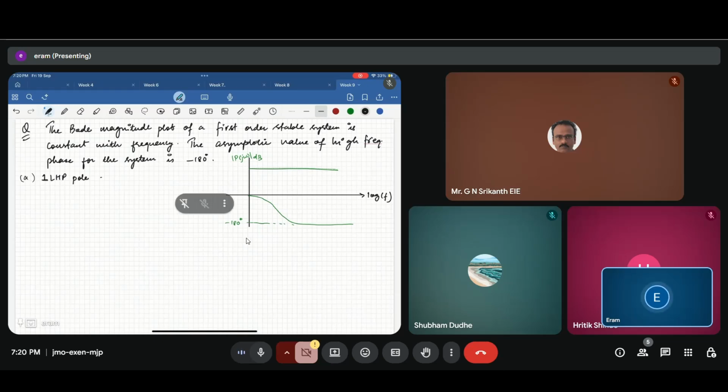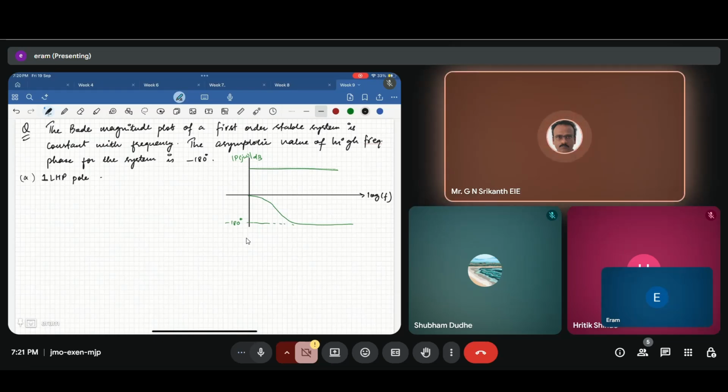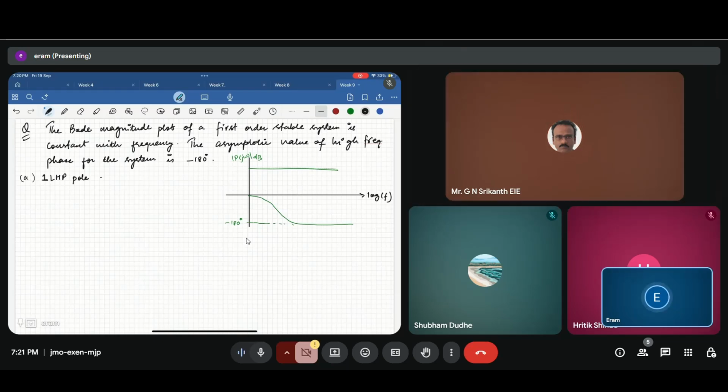Are you able to see my screen? Yes, ma'am. It's visible, but it's not visible live. Give me a minute, wait. Let me connect again.